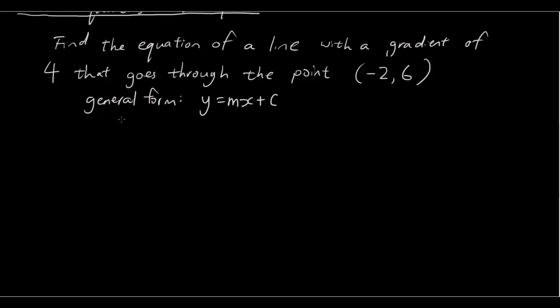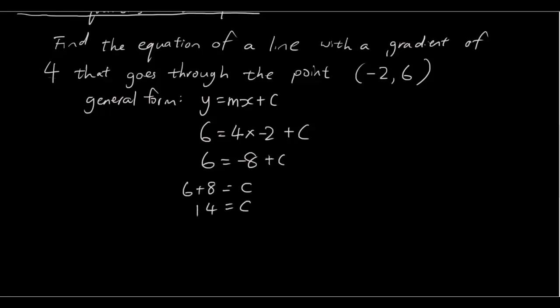Okay, so the general form of the equation is y equals mx plus c. Now we're going to substitute in the numbers. So 6 is y. M, we're not sure what that is. Oh yes, we know, m is 4, and x is negative 2, plus c. So 6 equals negative 8 plus c. C is equal to 6 plus 8, which is 14. So now this equation becomes y equals 4x plus 14. Done.